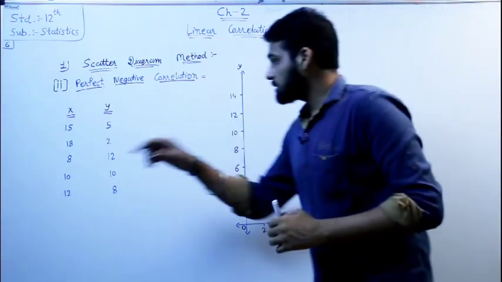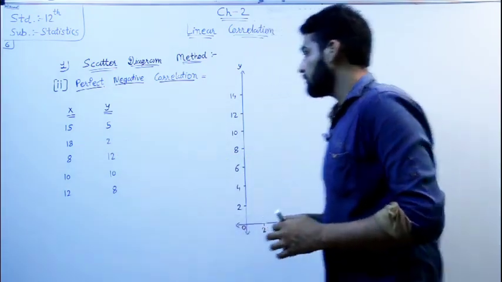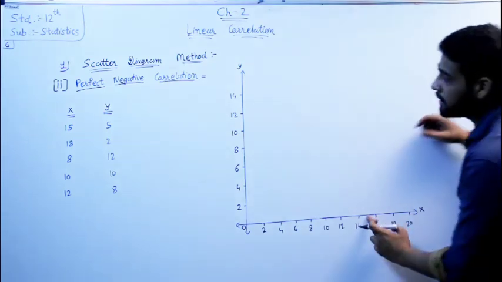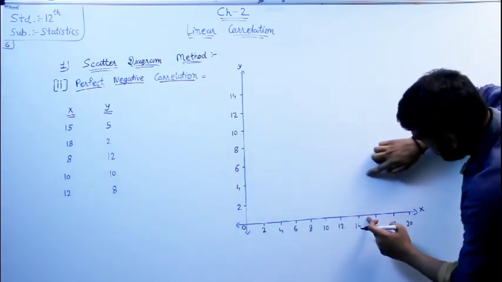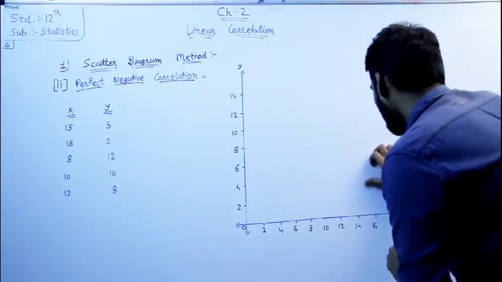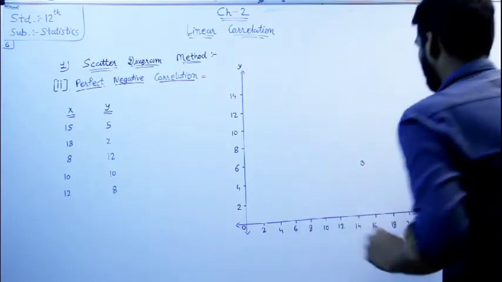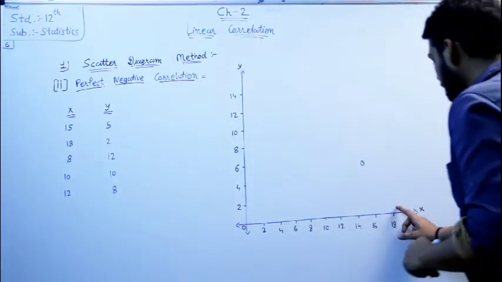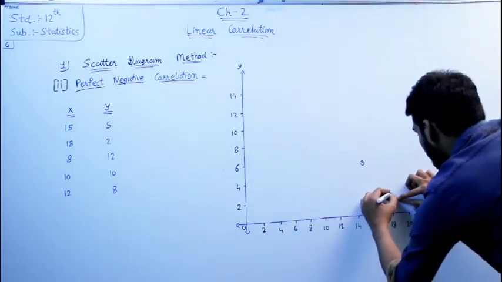First, the x variable's value is 15 and the y variable's value is 5. That means on x, 15 is between 14 and 16, and on the y axis, 5 is between 4 and 6. So this point is plotted here. Then the second is 18 and 2. So on the x axis 18 and on the y axis 2, that means here.